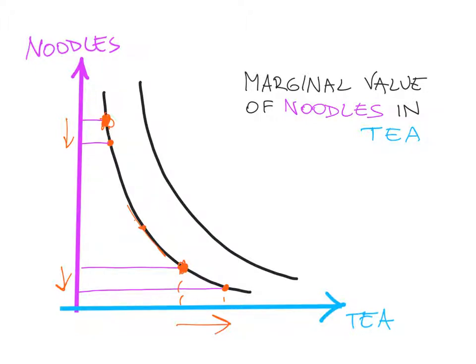Down here, that last cup of noodles, so this one that I'm taking away, what's the value of that in terms of T? It's a lot, very high. So the marginal value of noodles goes from low to high as you move down this indifference curve. Okay? So that's an important concept, the marginal value in terms of T, because it tells us about what that good is worth to you.